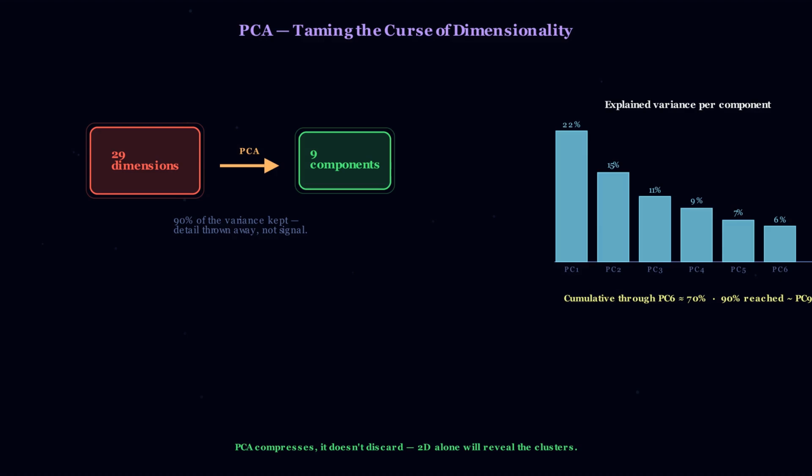PCA finds the directions of maximum variance in your data and projects it onto a lower dimensional space. You keep enough components to explain 90% of the variance. On this dataset, that is typically 8 to 10 components. Then you also project to 2 components for visualization, so you can see the clusters on a 2D scatter plot after training. PCA does not throw away information. It compresses it. The first 2 components capture the most important axes of variation in your customer data.